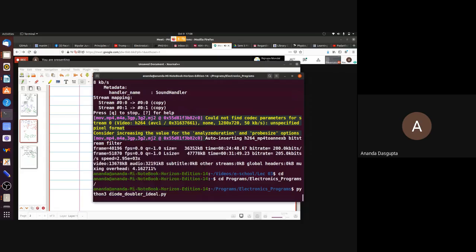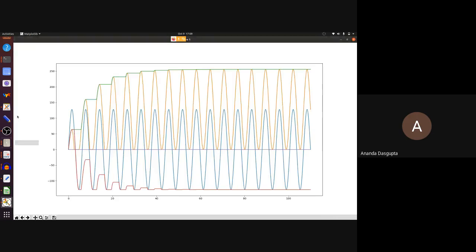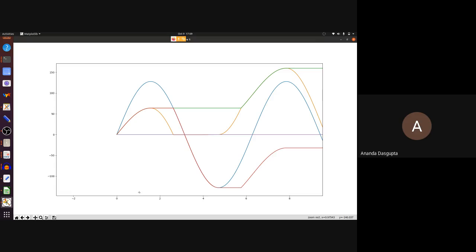Okay, let me just zoom in to the first cycle. So this is your green thing. T is here. I hope everybody can see the curve, right? Can you see the curves? Yes, sir. Okay, the blue is the input signal.